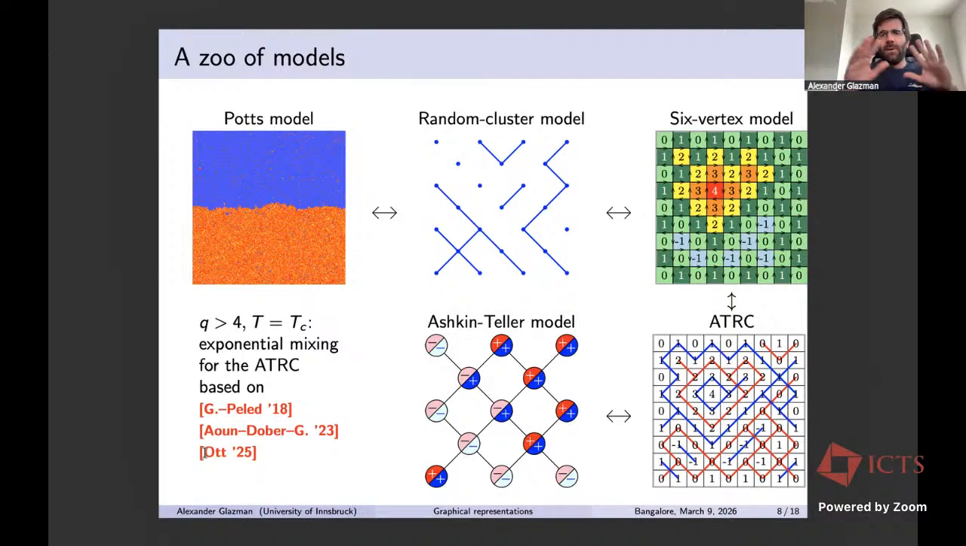All right, so the message is that if you have T below T_c, then you can do it straight away for the random cluster model, where mixing is also easier to obtain. And when you're at T_c, then you have to consider a different edge representation, and you have to sweat a bit to prove the mixing statements. So now I will explain the coupling between the random cluster and six-vertex model.